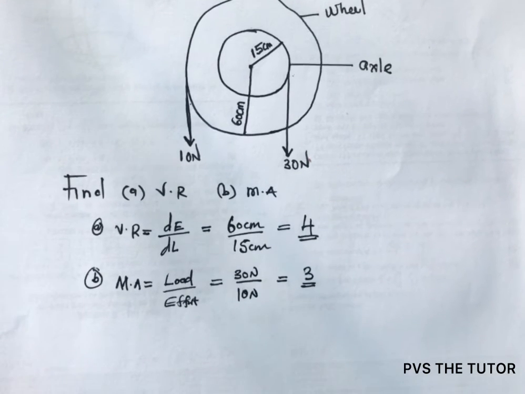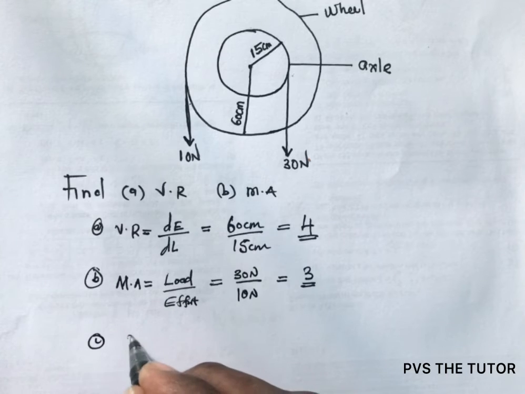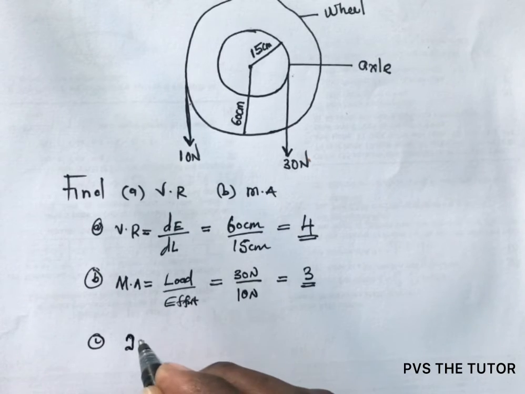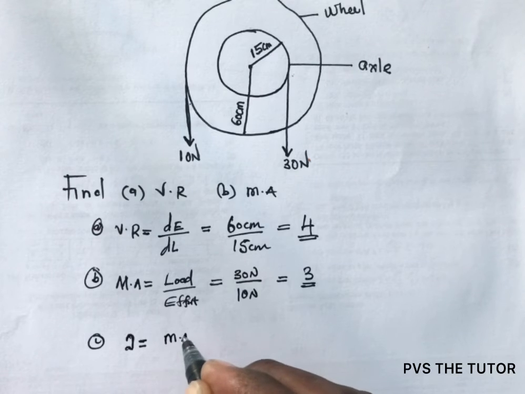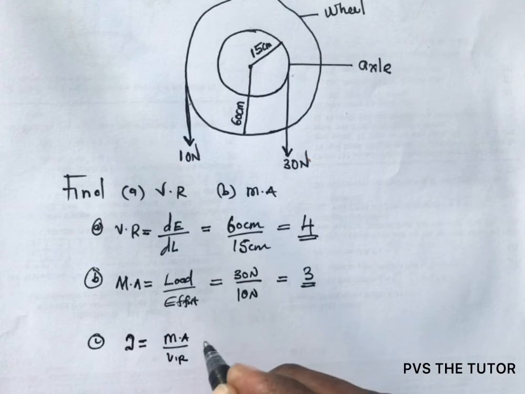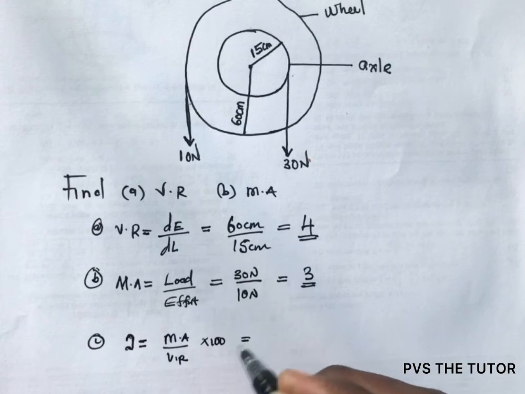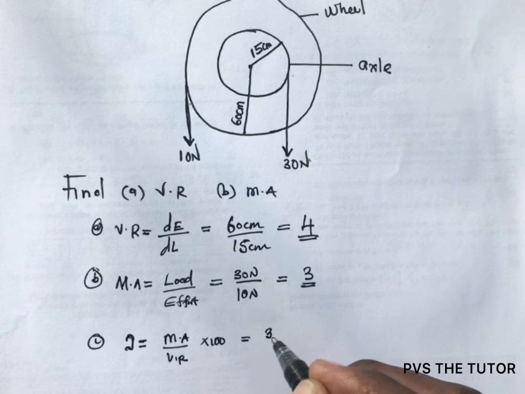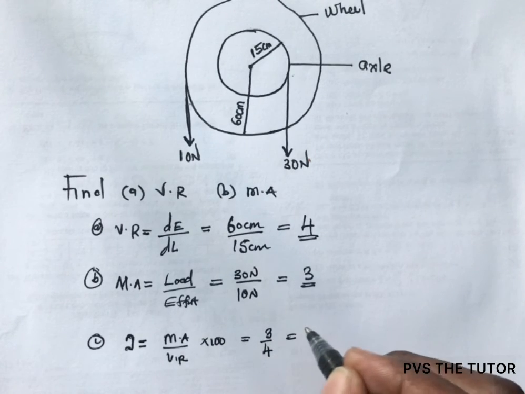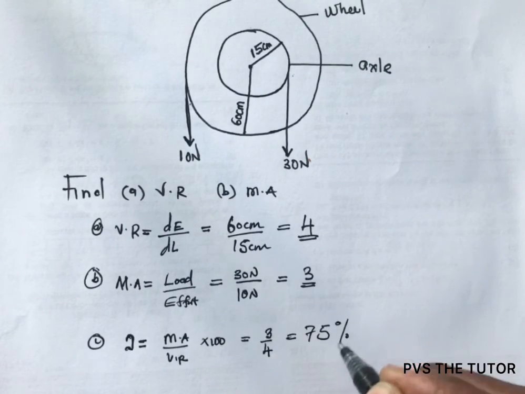Here's the bonus part for you. So let us find efficiency. Efficiency in this case is just equal to mechanical advantage divided by velocity ratio, and then you find the percentage of that. So mechanical advantage is equal to 3, and velocity ratio is 4, which will give you 75% as efficiency.